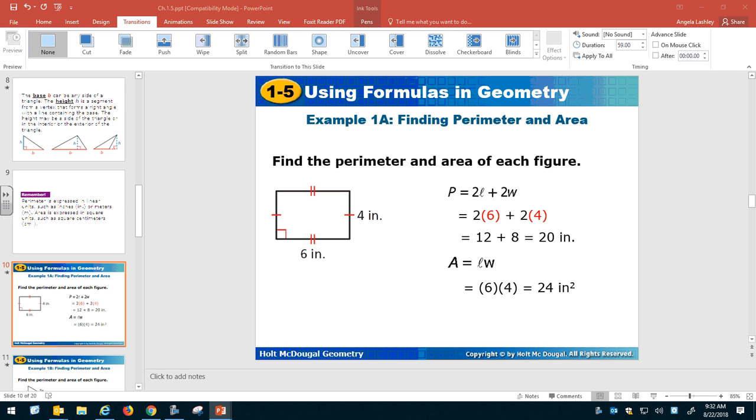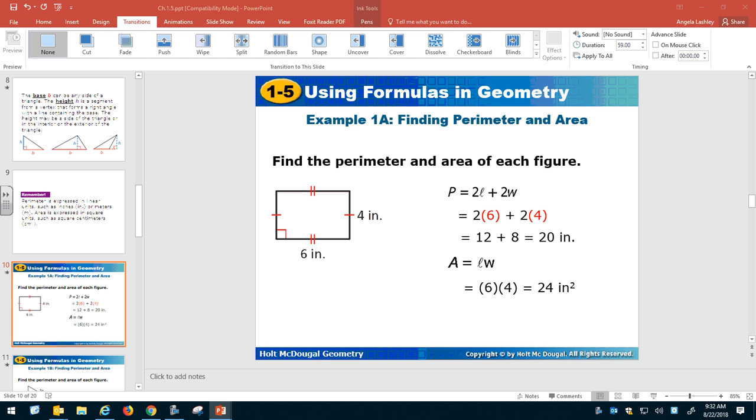What's the length? 6. What's the width? 4. And what do we get when we do 2 times 6 plus 2 times 4? 20. Be really careful with your math. 20, what are my units going to be? Inches. Inches squared? No, that's only if it's area. Make sure you put a P for perimeter, so if you have multiple answers on your paper, I know which one's perimeter, which one's area.